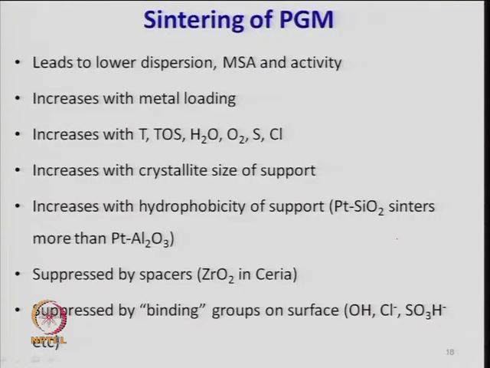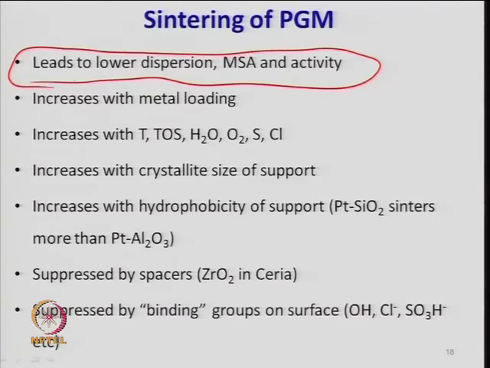Sintering is what you get during firing of a catalyst. So calcination leads to a lower dispersion, and metal surface area and activity drop. MSC refers to metal surface area. So when you have calcination conditions, you have to do it in a controlled way, because that is the crucial step where you get different phases.